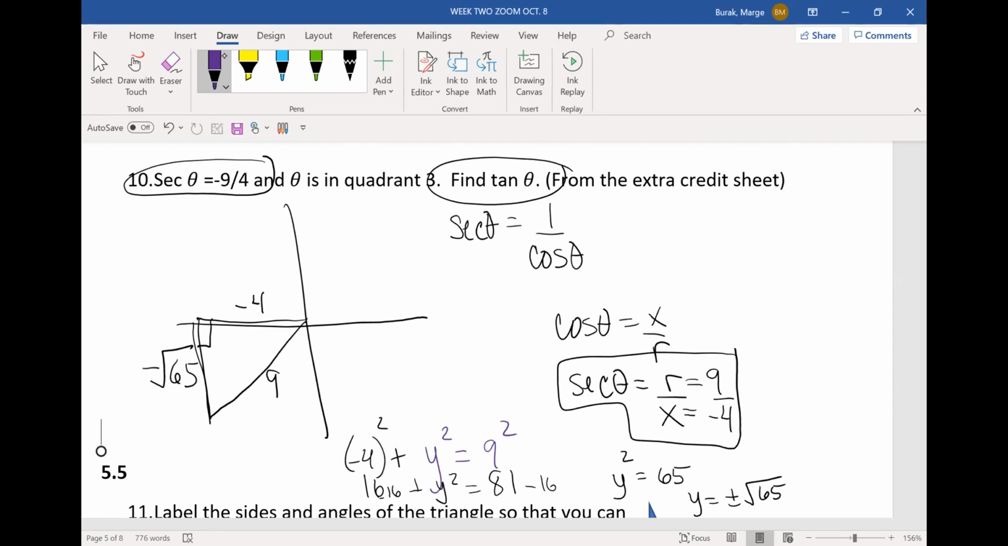So what's the tangent? Y over x. So negative radical 65 over negative 4. Please don't leave two negatives in your answer. Simplify that to radical 65 over 4. Thumbs up, yes, questions? Okay, thank you.